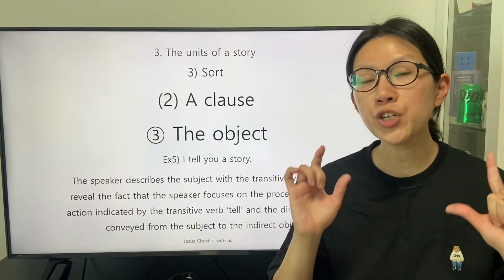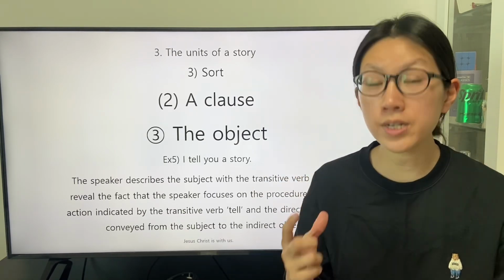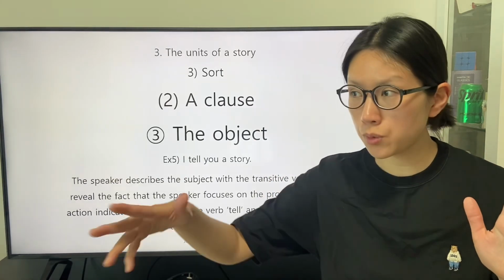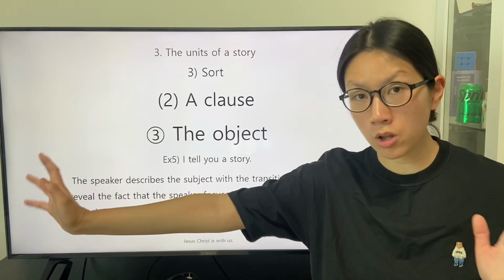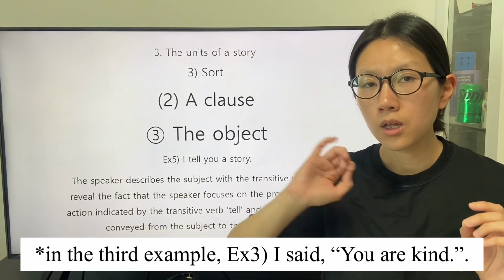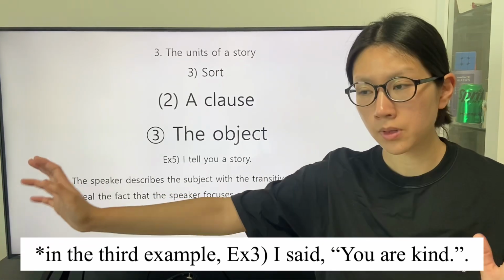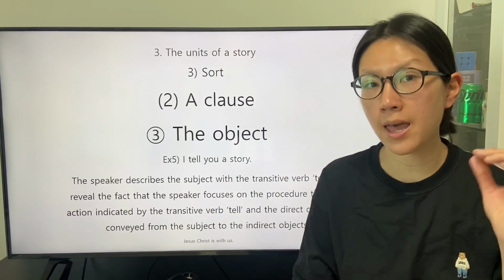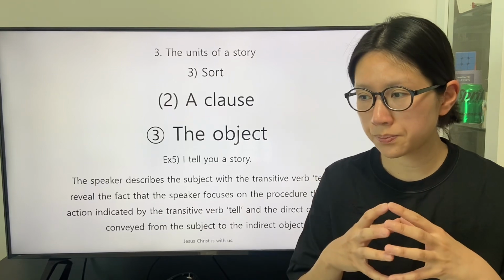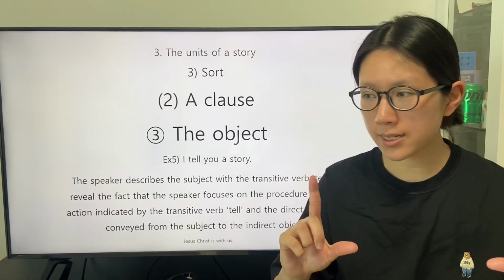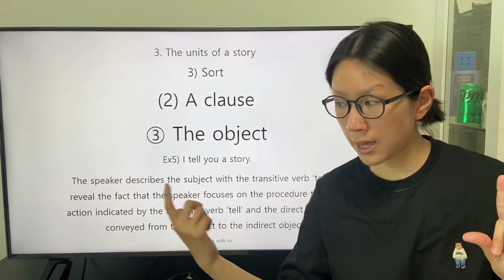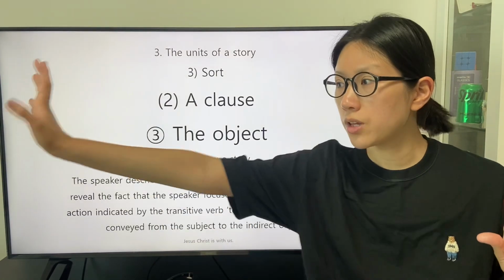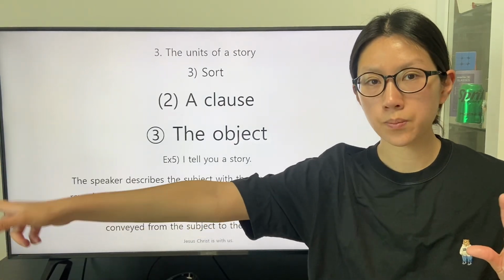The speaker who applies the transitive verb focuses on the subject to an object. And the speaker who applies the transitive verb tell focuses on the subject and the direct object that is conveyed to the indirect object.